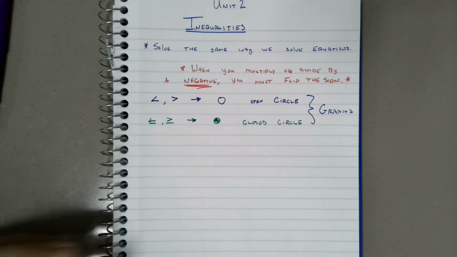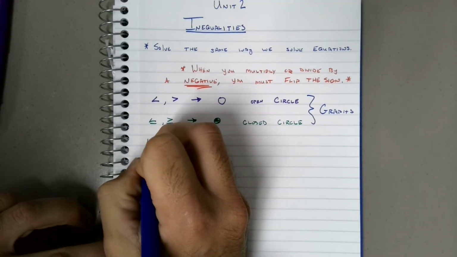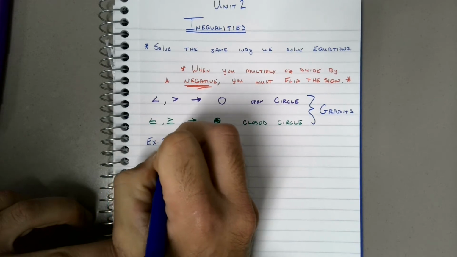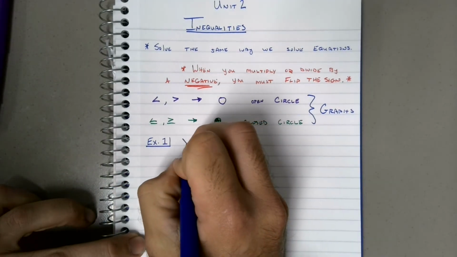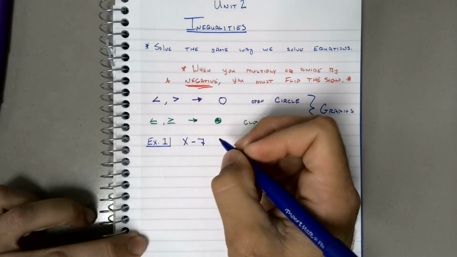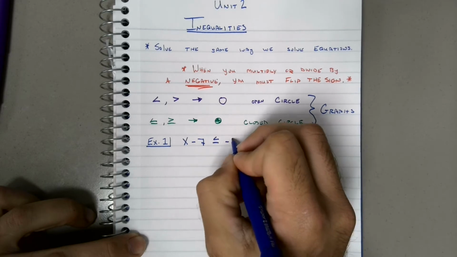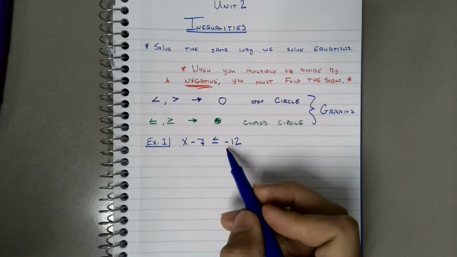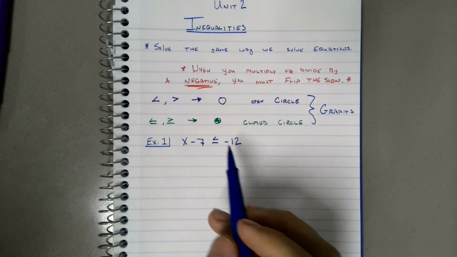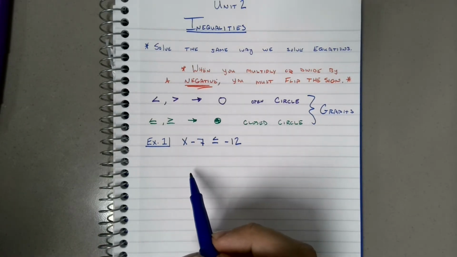All right, so let's look at a couple of examples here. I'm going to try to make these fairly easy. Let's say we have x minus 7 is less than or equal to negative 12. Now there is a negative, but I'm not multiplying or dividing. This is the same as a one-step equation. I want to get the x by itself, okay?